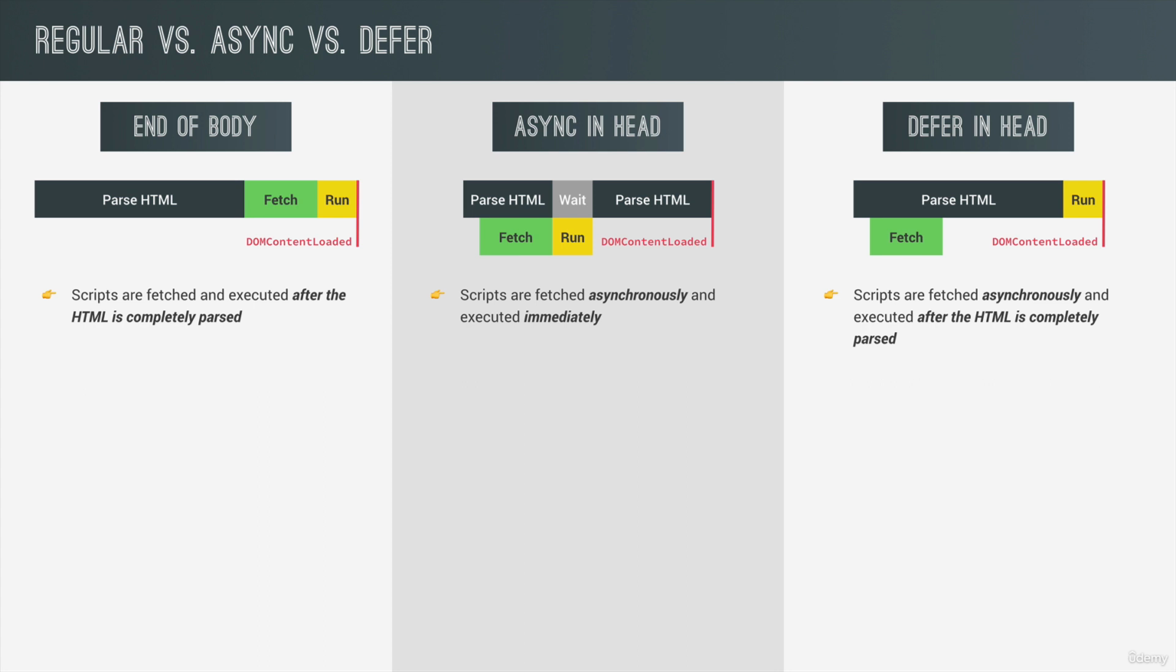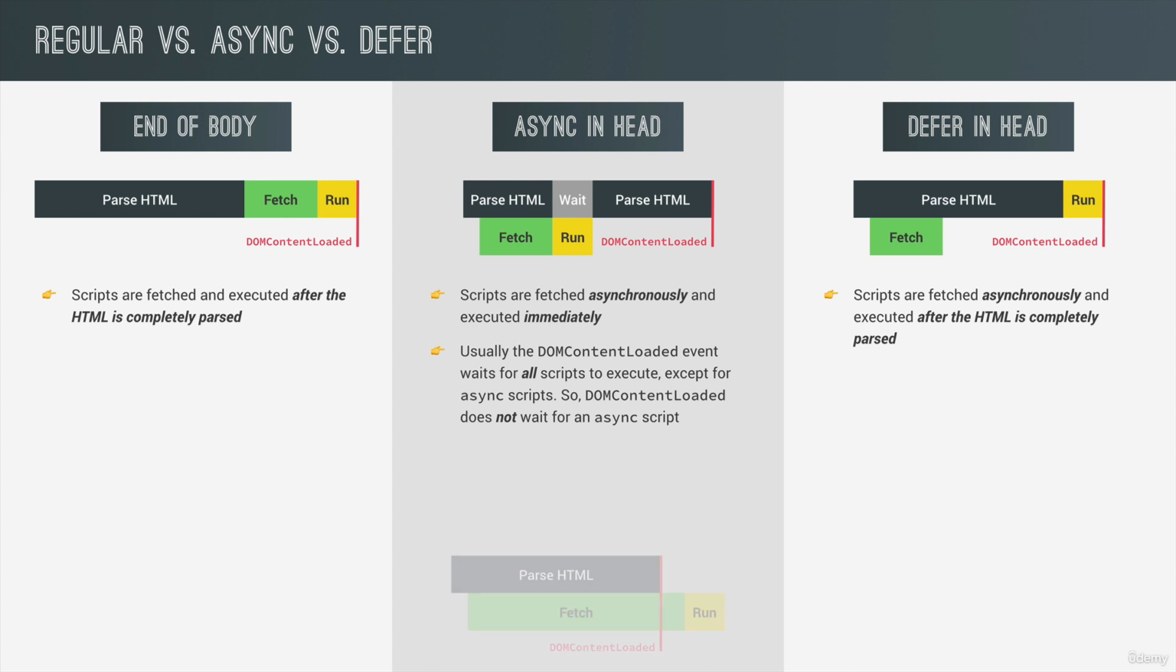So here is what we already know about the three strategies and also the three loading diagrams that we analyzed in the last slide. But let's now compare the async and defer attributes a little bit better. So one important thing about loading an async script is that the DOM content loaded event will not wait for the script to be downloaded and executed. So usually DOM content loaded waits for all scripts to execute, but scripts loaded with async are an exception.